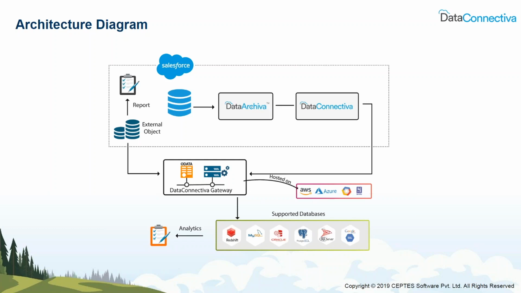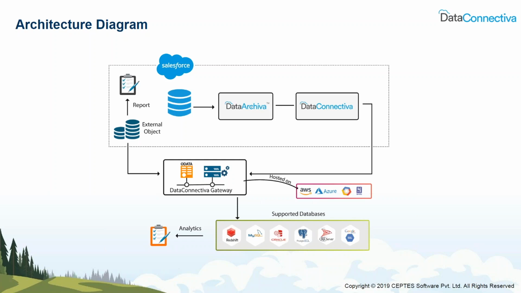So for Connectiva to work, overall there are three components. One is the Data Archiver, which I told about. Then the Connectiva, which is also a Salesforce extension package. This acts more like a connector. And the third one is the Data Archiver gateway component. So this is a web component, and this has to be hosted in your AWS or any of the cloud storage using any web containers.